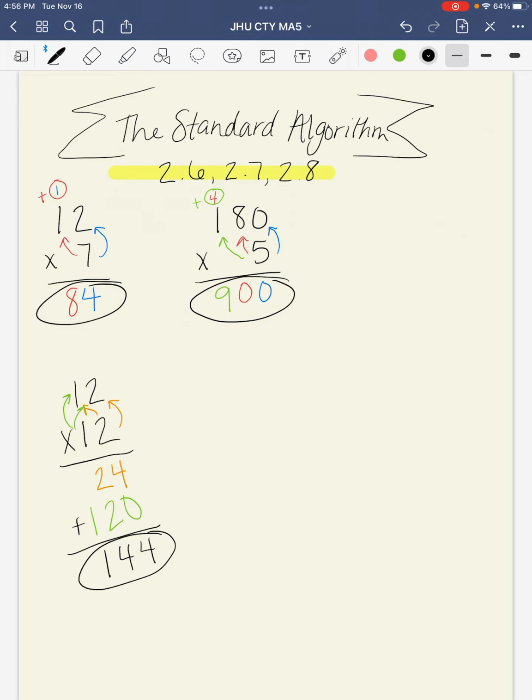I know it's a little tricky. Let's look at some different numbers that we don't already know the answer to. What about 36 times 41?